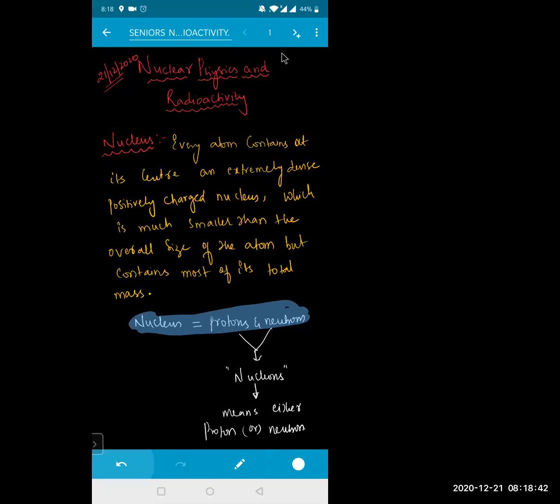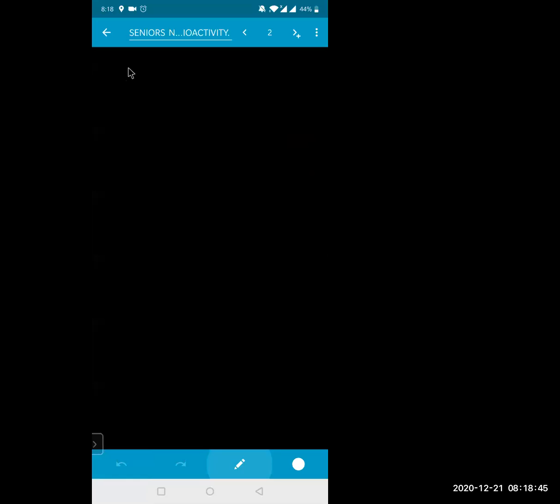You already know this. Then tell me, what is the mass of a proton, beta? Mass of a proton is equal to 1.6 into 10 to the power of minus 27 kg. Mass of a neutron is approximately the same, beta, almost the same. So it is approximately equal to 1.6 into 10 to the power of minus 27 kg. Almost both of them are the same.